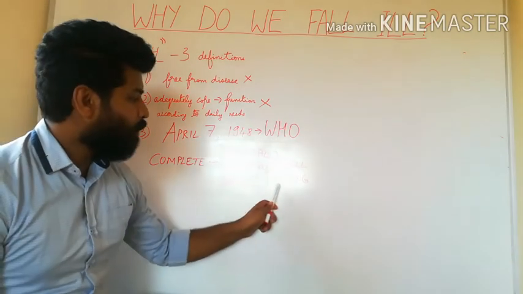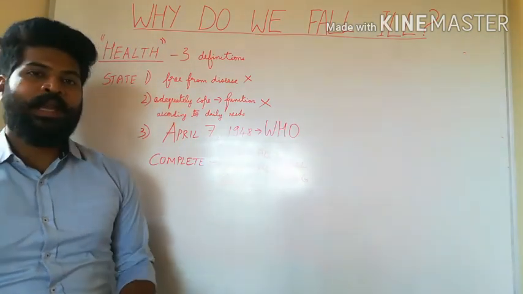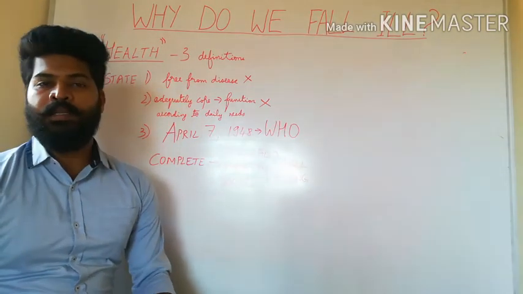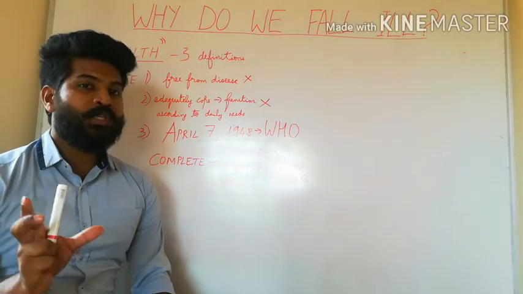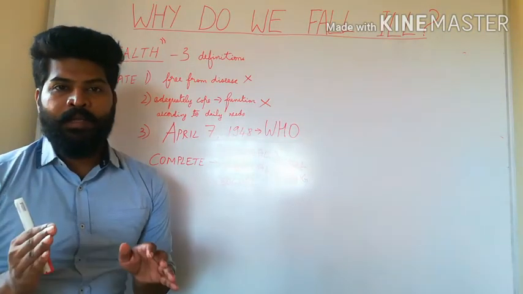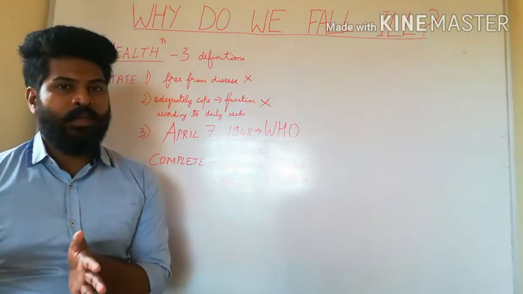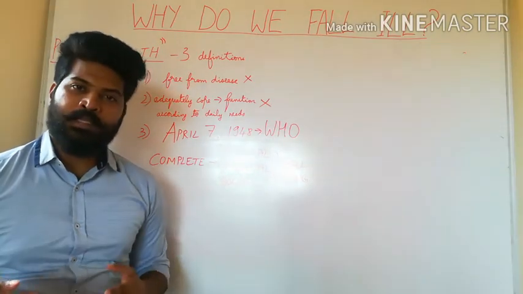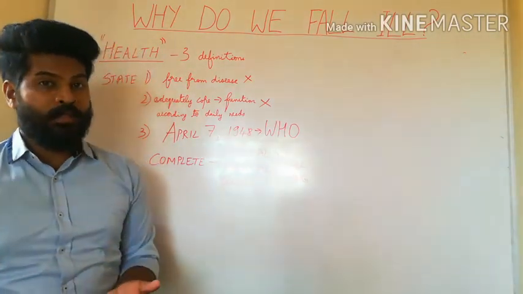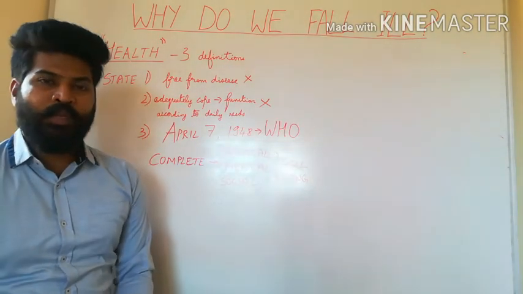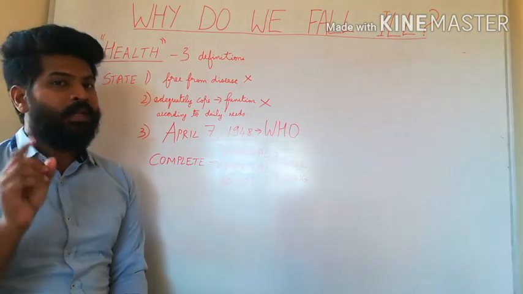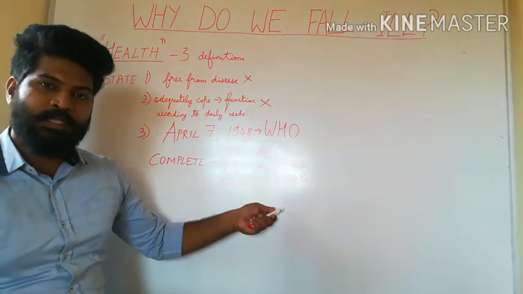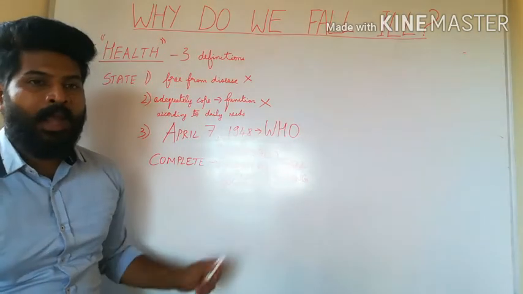The third aspect, the societal aspect. As Aristotle famously said, man is a social animal. We do not exist individually. We live in a group. We exist as a population. Populations lead to communities, societies. Therefore, if one were to be completely healthy, the societal aspect, the communities need to be healthy.